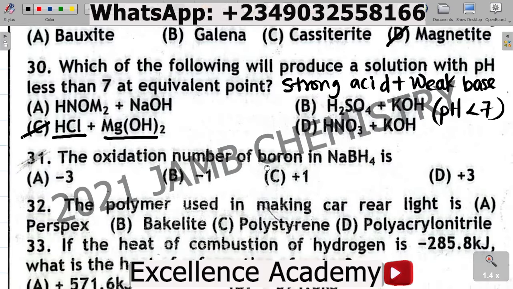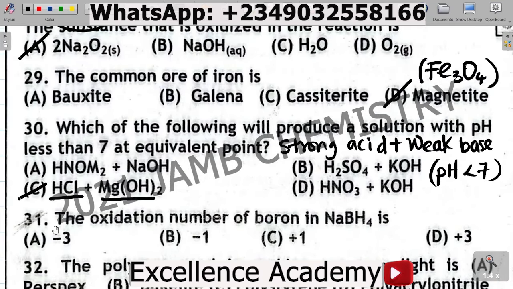All right, so as usual, I'll leave you this question 31. 31 here says this the oxidation number of boron in sodium tetrahydroborate, that's NaBH4, is A minus 3, B minus 1, C plus 1, D plus 3. So which of this is the correct answer? Leave your answer in the comment section and I will tell you if you're correct or not.